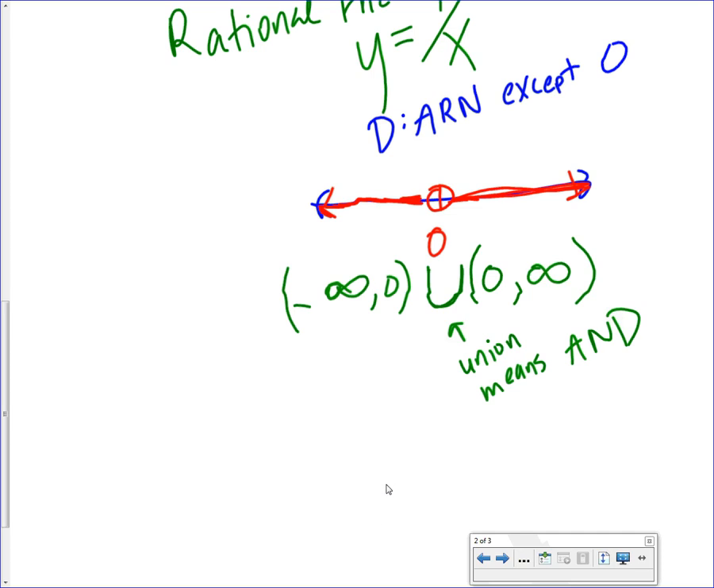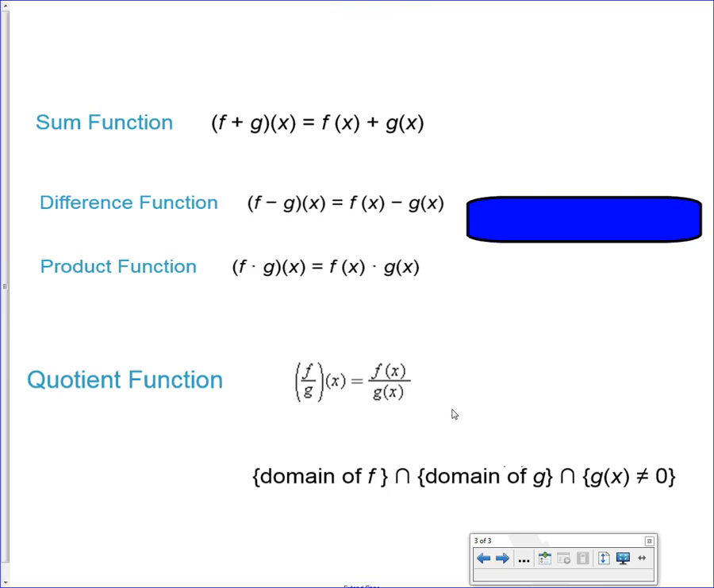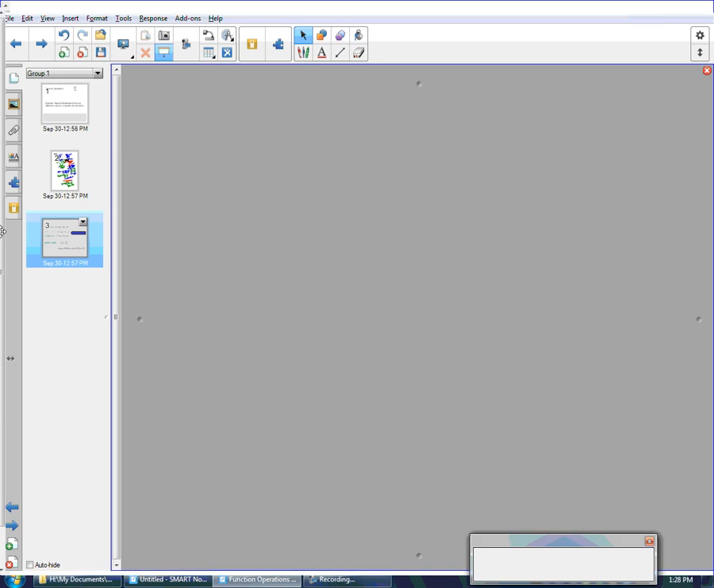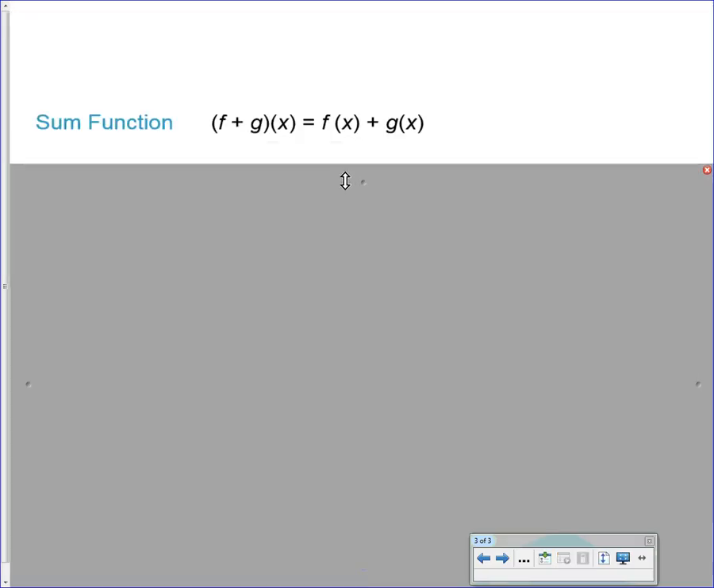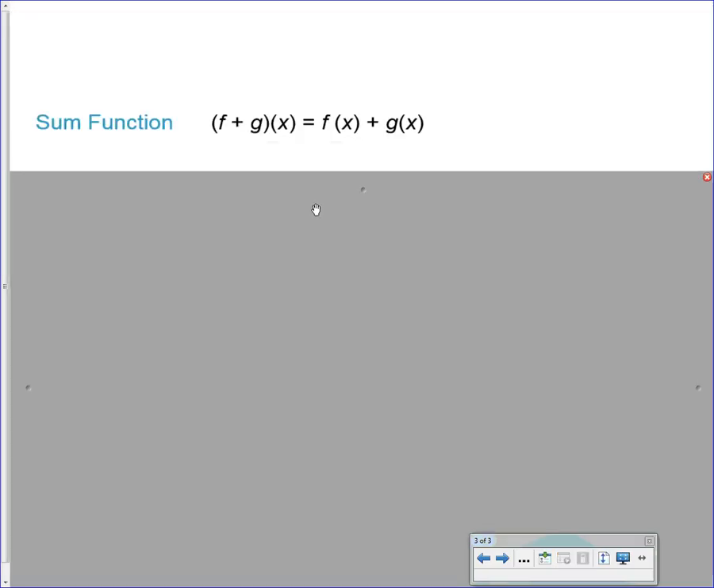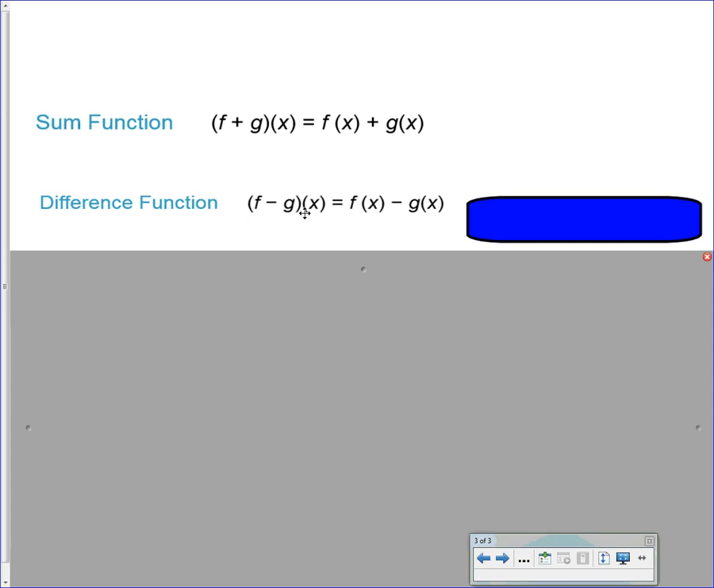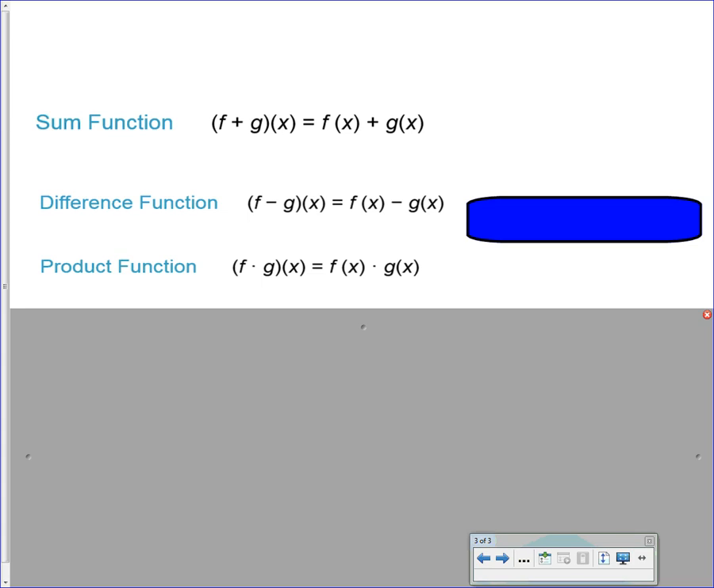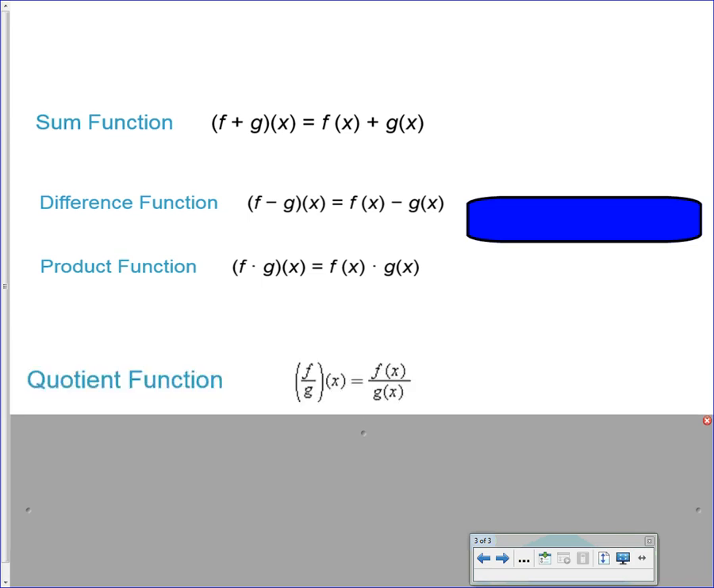Okay, so now that we have a little bit of idea about domain, let's talk about actually adding, subtracting, multiplying, and dividing functions. I'm going to cover this up so we're not looking at all of it at once. Okay, so first of all, adding functions, it is going to be as easy as it looks. You're literally just going to add the two functions together. Same thing for the difference. You will just subtract the two functions. Product, same exact thing. You're going to multiply the two functions. Quotient, you're going to divide the two functions. That part's not the hard part.